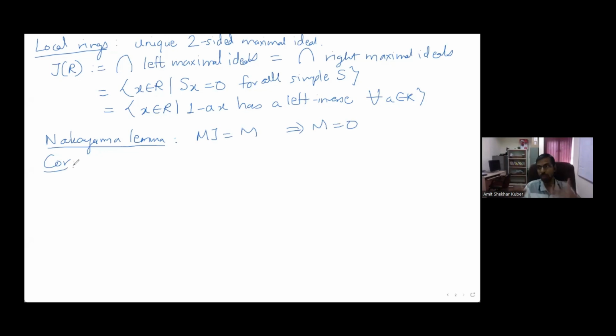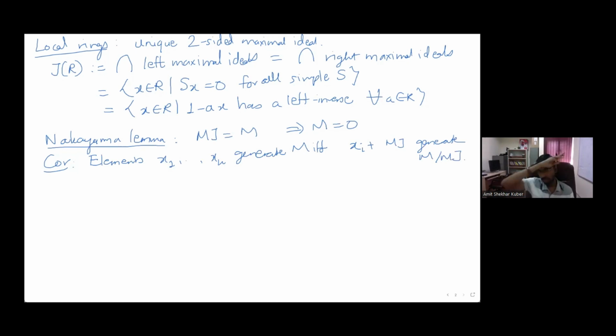I'm just giving you a sketch of the proof of what the projective modules are. So x1, x2 up to xk generate the module M if and only if the corresponding cosets xi plus MJ generate M mod MJ.